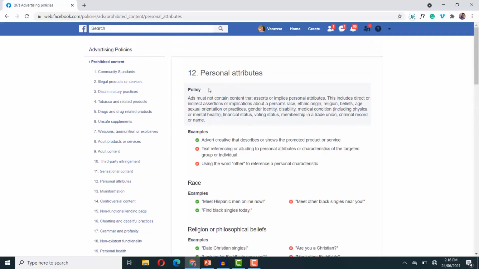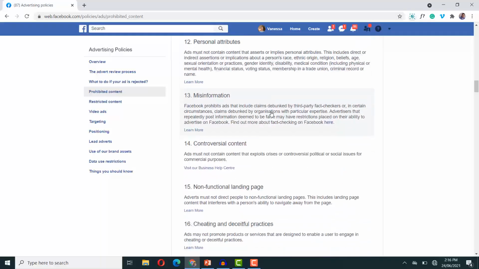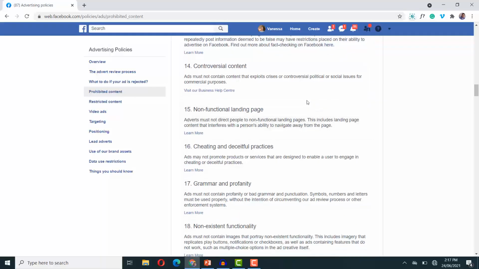Okay, so let's go back. We were at personal attributes. You want to avoid misinformation. So if you are providing wrong information in your ad copy, in your videos, or your landing page content, then that's going to get rejected. Then we have controversial content. Ads must not contain content that exploits crisis or controversial political or social issues for commercial purposes. So you can use the coronavirus and say, learn how to protect yourself against coronavirus, follow our 3-step technique, blah, blah, blah. You can do all of that because that is a crisis. That's a controversial social issue. So you want to avoid that.